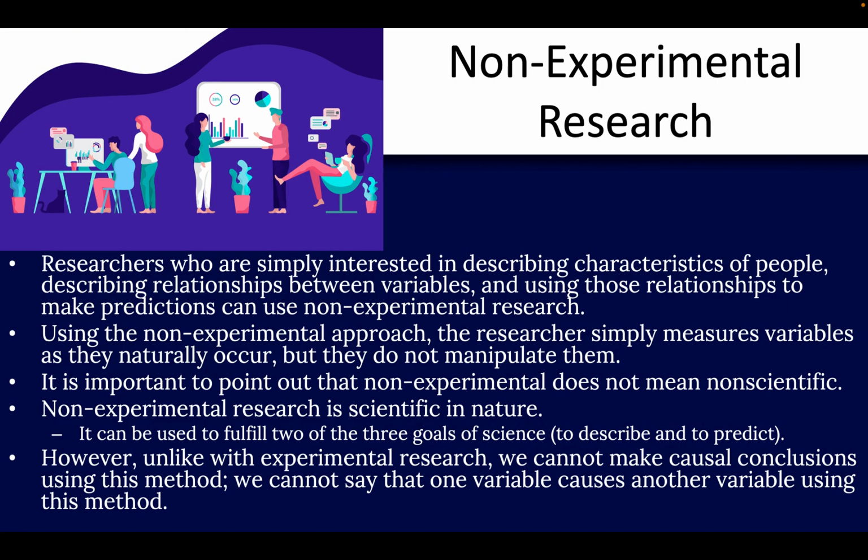Researchers who are simply interested in describing characteristics of people, describing relationships between variables, and using those relationships to make predictions can use non-experimental research. Using the non-experimental approach, the researcher simply measures variables as they naturally occur, but they do not manipulate them. It is important to point out that non-experimental does not mean non-scientific. Non-experimental research is scientific in nature. It can be used to fulfill two of the three goals of science: to describe and to predict. However, unlike with experimental research, we cannot make causal conclusions using this method. We cannot say that one variable causes another variable using this method. And of course, my research was not experimental.